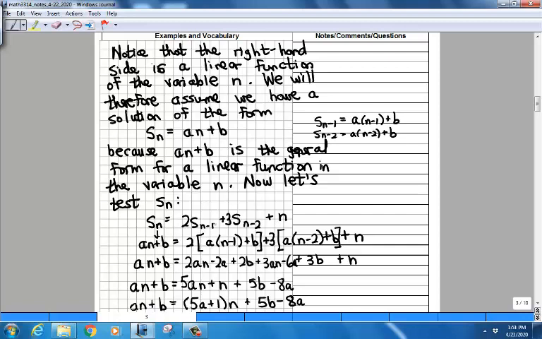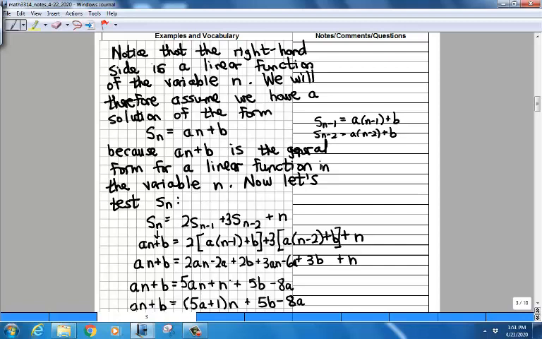So in this recurrence equation, where I see S sub n minus 1, I'm going to plug in a times n minus 1 plus b. And where I see S sub n minus 2, I'm going to plug in a times n minus 2 plus b. So I get 2 times a times n minus 1 plus b, plus 3 times a times n minus 2 plus b. And then don't forget the plus n that has to be added on to the end. So again, I'm just making this bold assumption that I have a solution to the recurrence relation that looks like this, and now I'm testing out that assumption. So I'm plugging this formula into the recursive version of the recurrence relation, to see if I can make this formula an plus b work.